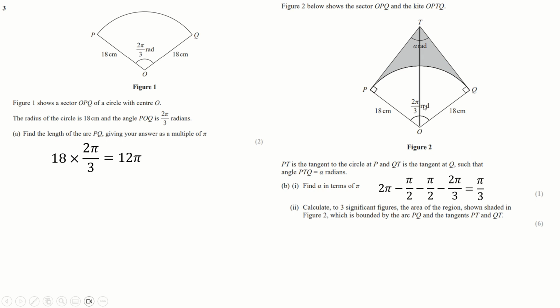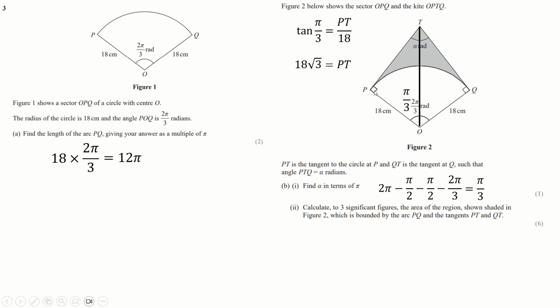I just cut the thing in half and said this is a right angle, so I can just use SOHCAHTOA here and say this angle here is pi over 3 because it's just half of 2 pi over 3. It's going to be a symmetrical picture. So therefore, tan of this angle is this over this. If I call this PT, tan of pi over 3 is PT over 18, times by 18. Tan of pi over 3 is root 3. We get this.